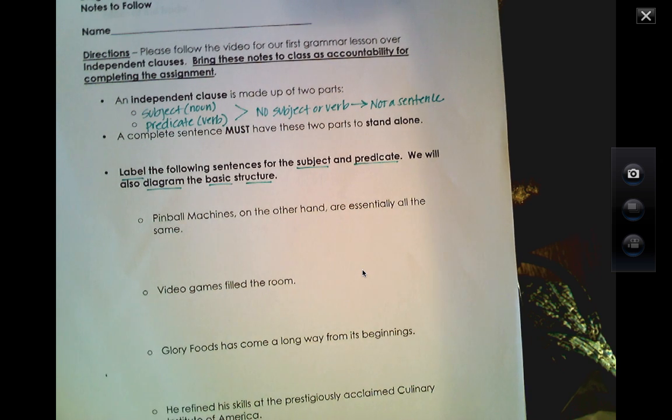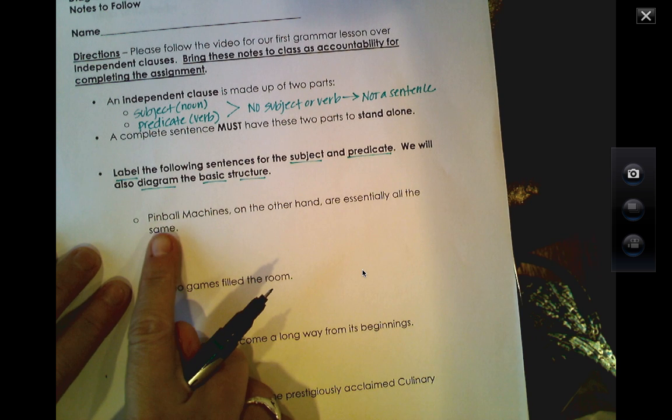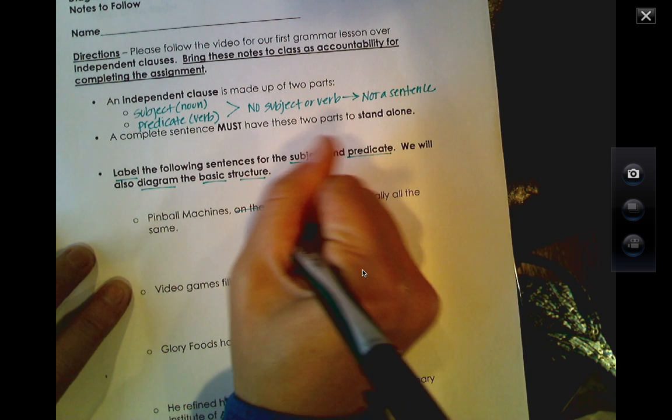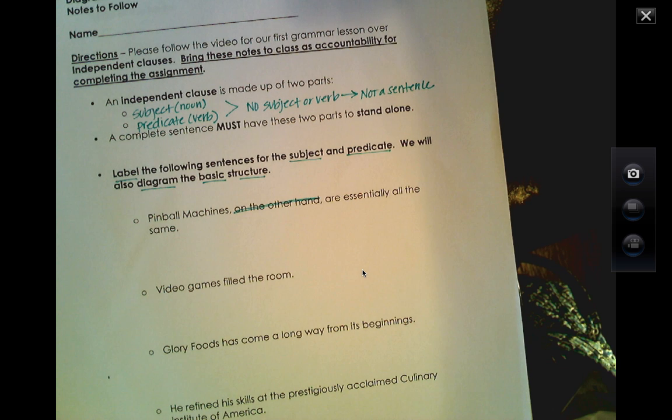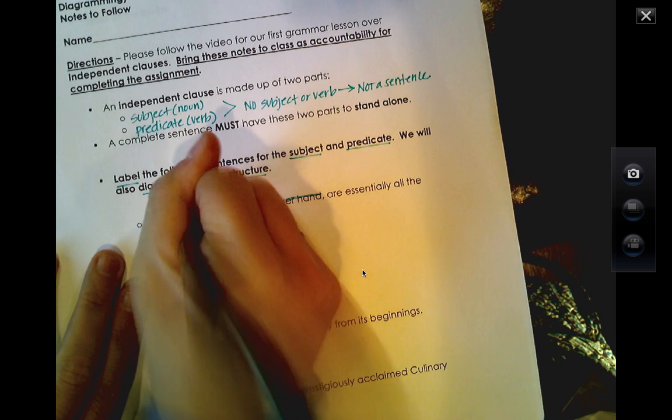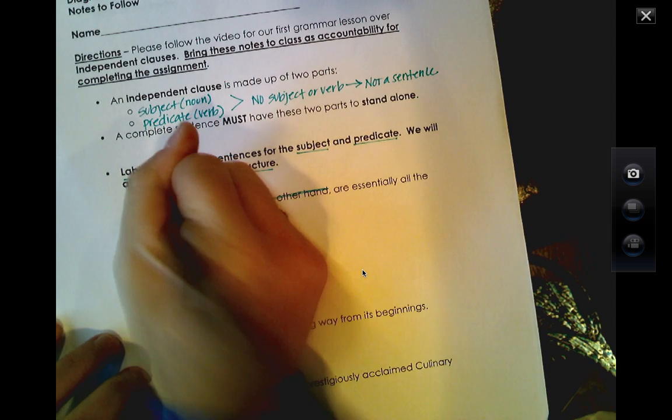That's okay. So for this first one, pinball machines, we're going to cross out "on the other hand" because prepositional phrases, which I know you also know because Mrs. Lichtenberg and Mr. Pollack and myself went over it last year, will pop back up, but for now we're not going to deal with that. So our subject is going to be machines. Pinball is just modifying it. It's just an adjective, so they do not go together.